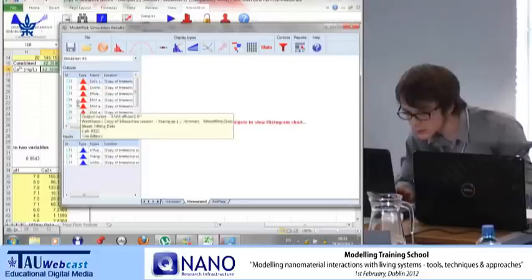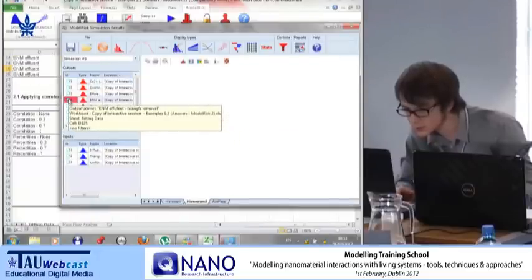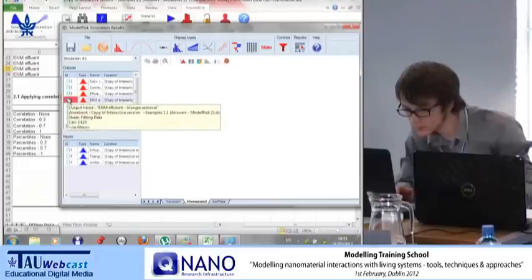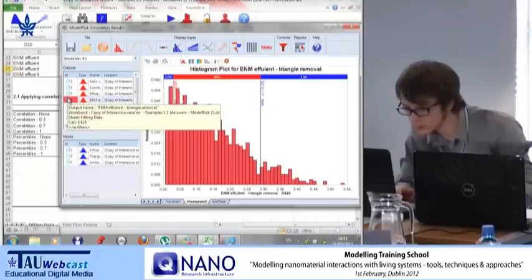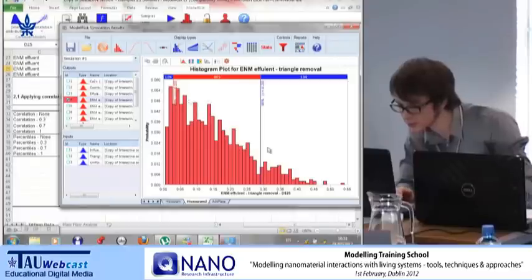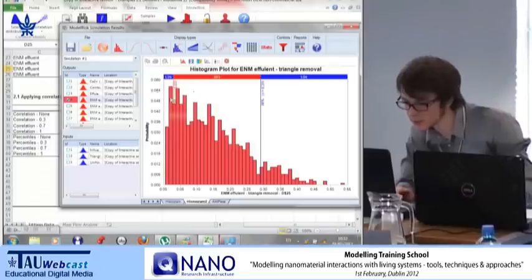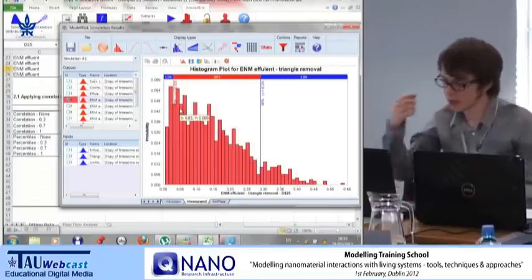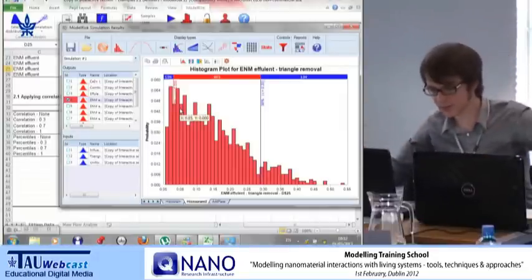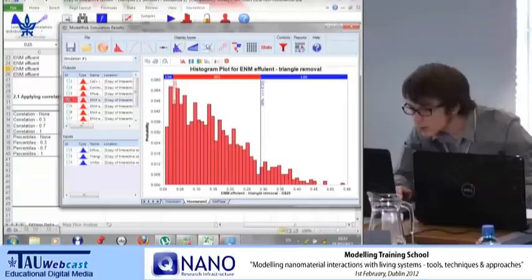So we're going to unselect those. We're going to look at triangular removal. And for triangular, it looks a little different. It's more concentrated around the most likely. So here it looks a little bit like the distribution we had, but again slightly different because our influent concentration was a normal distribution, so some in the middle and tails at the end.